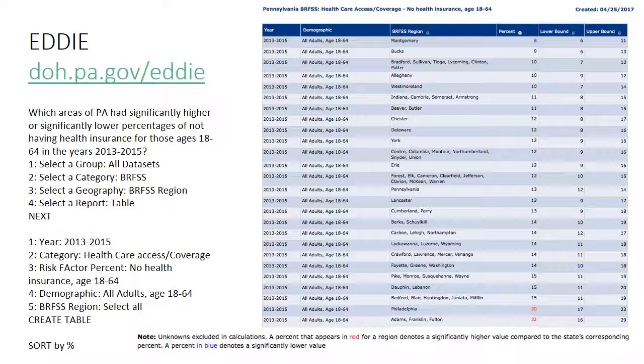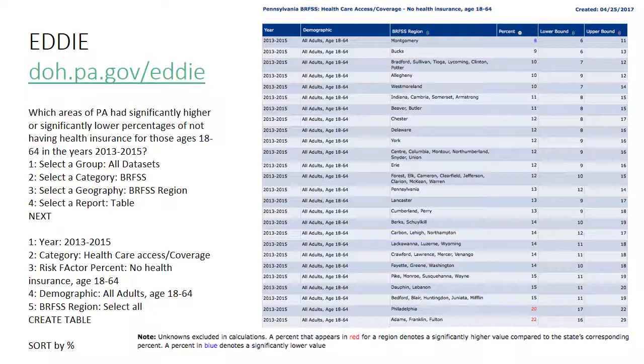So what we're going to do when we're on that EDDIE website is select a group. So under that, you'll want to select all data sets. Then in the category column, you'll select BRFSS. Then in the next column is select a geography, and in this case, we're going to use the BRFSS region. And what that means is it's going to give us the regions that the Behavioral Risk Factor Surveillance Survey collects this information from.